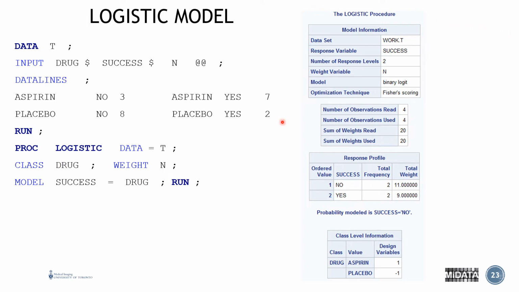Now the first output you get from running proc logistic is going to state what type of model, which is a binary logit, the number of response levels, which in this case is binary, so it's 2. And then it's going to give you the number of observations read. In this case, it's 4 because there's only 4 combinations, but they're weighted. So there's the total sum of your subjects. And we are going to move on to the next half of the output.